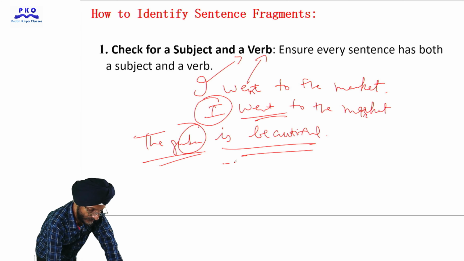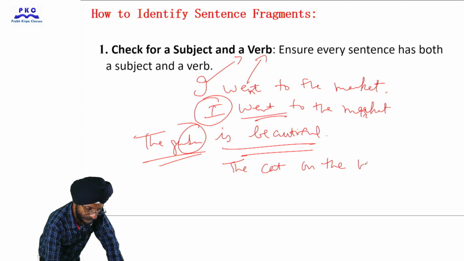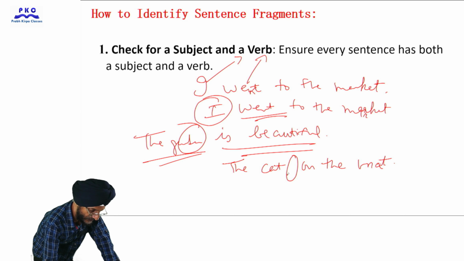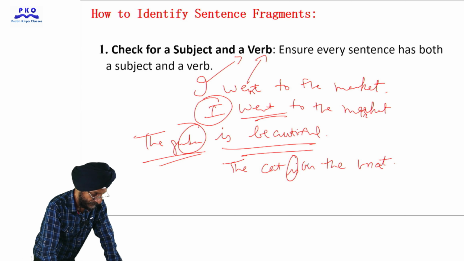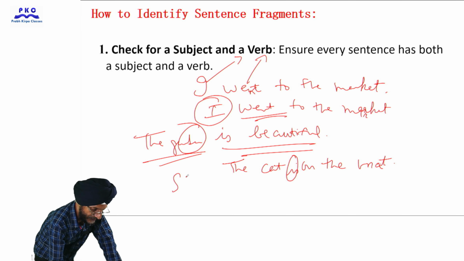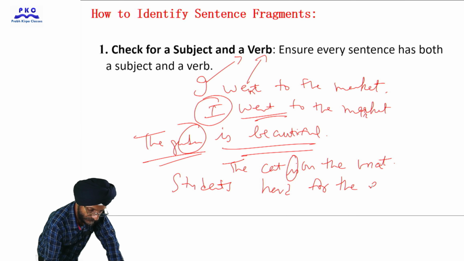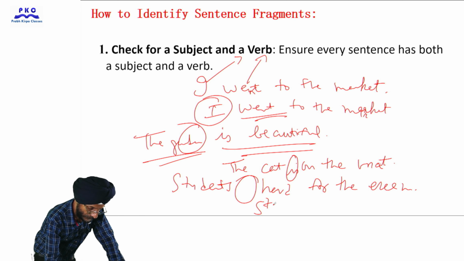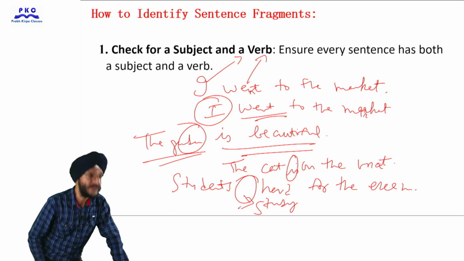If we say, right, "cat on the mat," here the verb, the helping verb, is missing. Cat is on the mat. If we say, right, "students hard for the exam," again the verb is missing. Students study hard. So the verb is study.